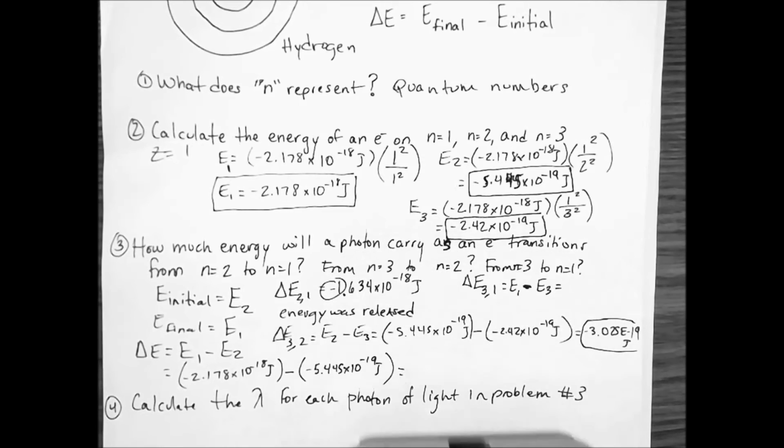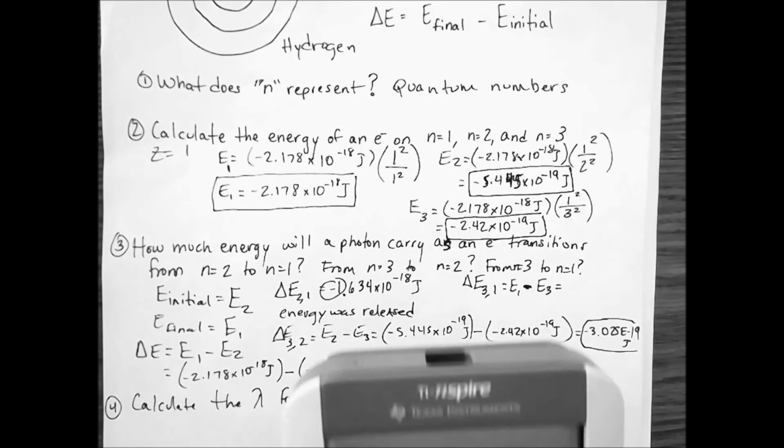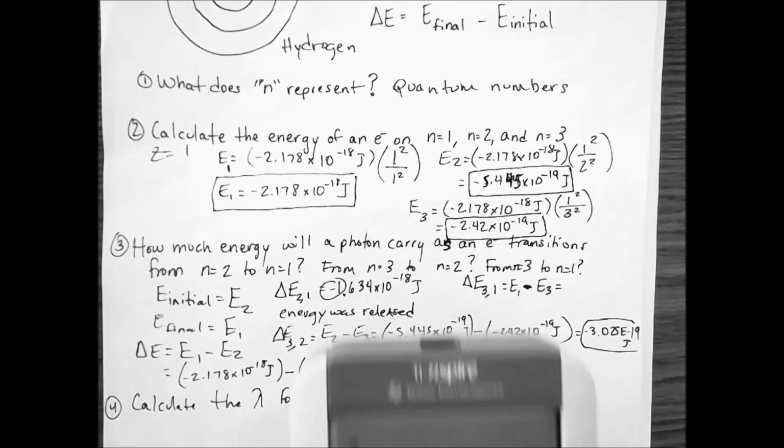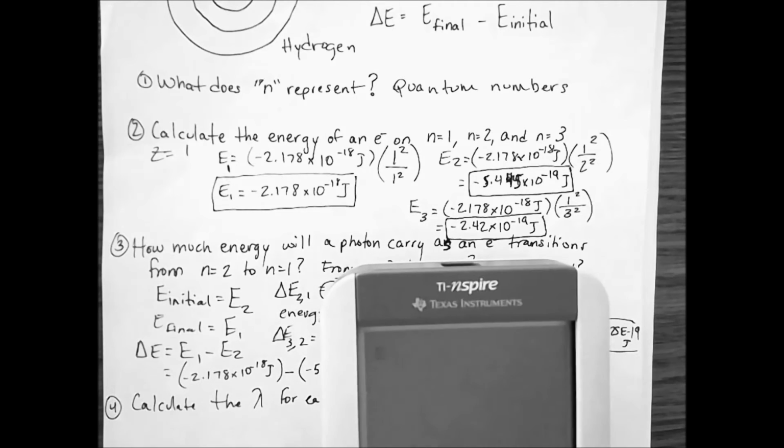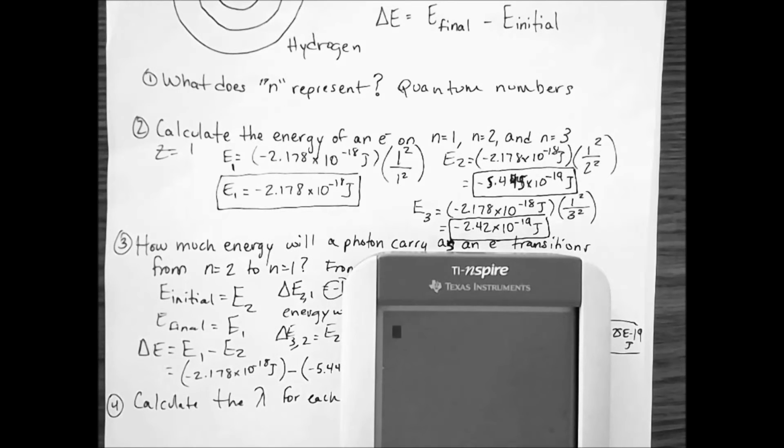So going from the third ring all the way to the first ring, we have to do E1 minus E3. E3 was negative 2.42 E negative 19th power. That is not what I was supposed to type, boy. That dyslexia. E1 minus negative 2.42 E negative 19.